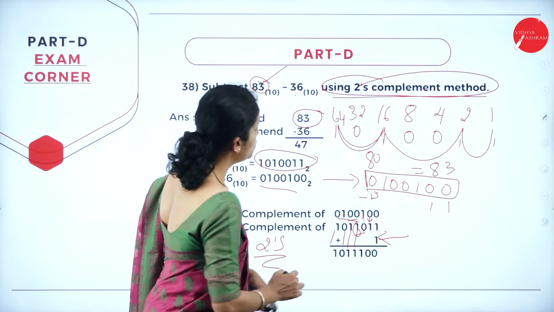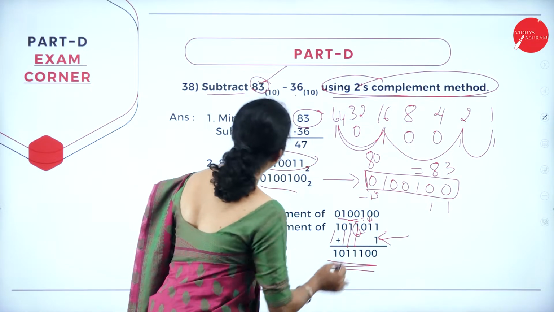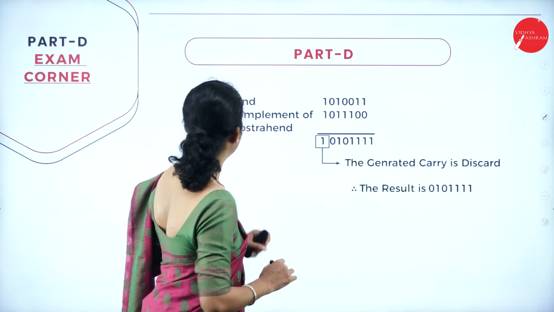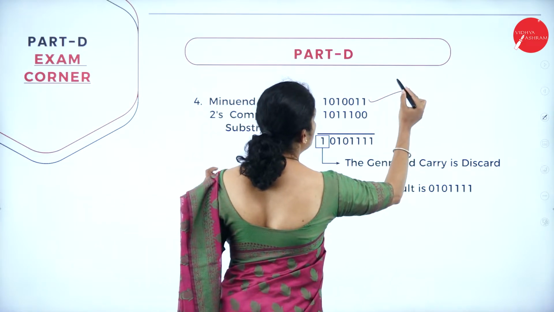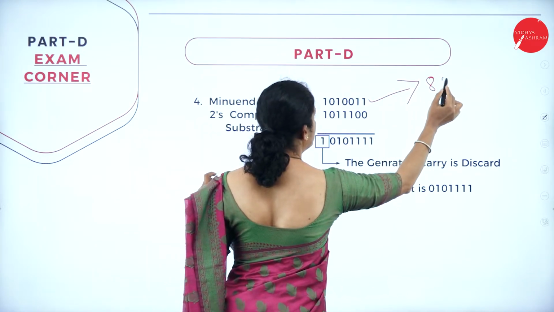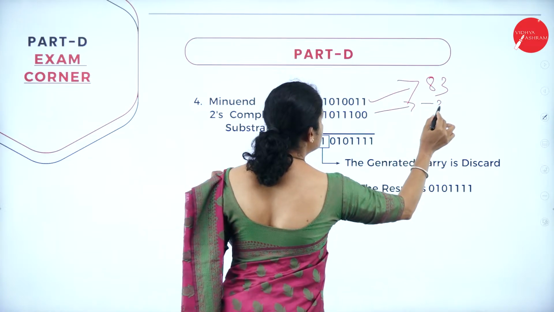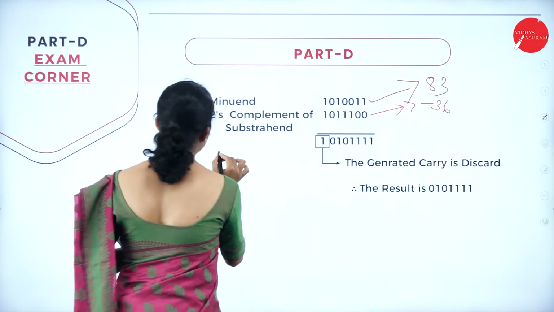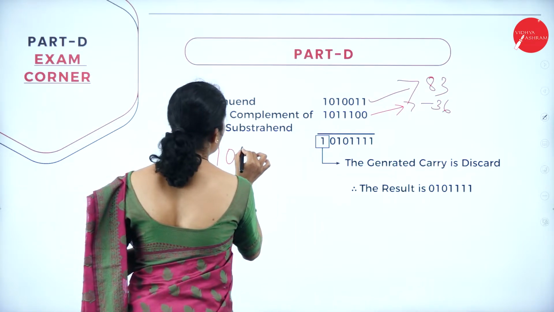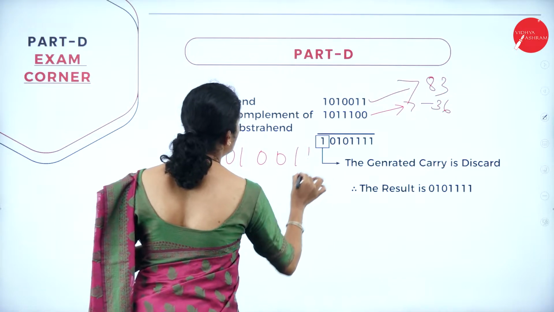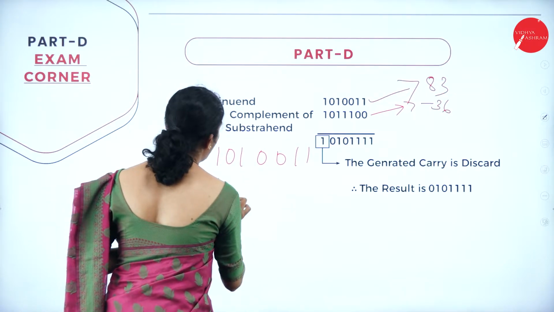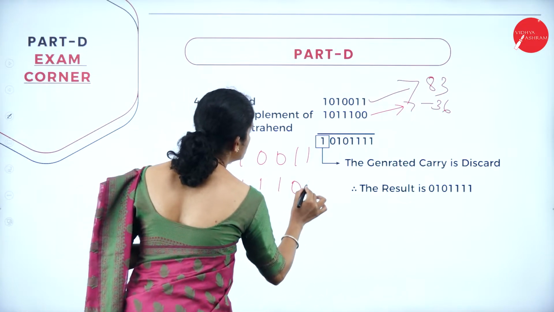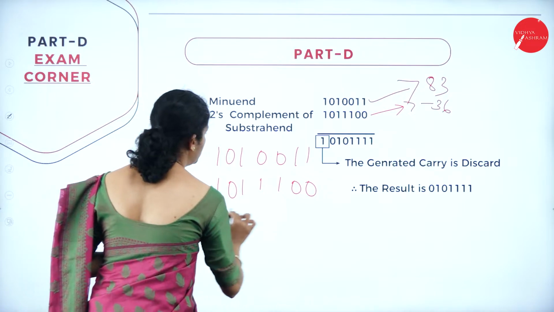Now what I want to do, I want to add this 2's complement with the 83. That is binary representation of 83. Now see here, I'm going to have the binary representation of 83 as well as minus 36. So dear student, let me write the number as it is. I'll write 1, 0, 1, 0, 0, 1, 1. Now let me write another number 1, 0, 1, 1, 1, 0, 0, and I want to perform addition.